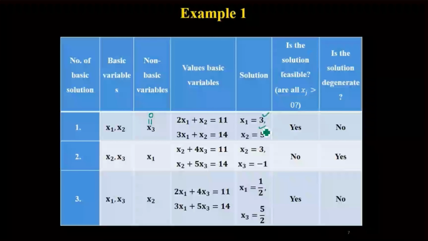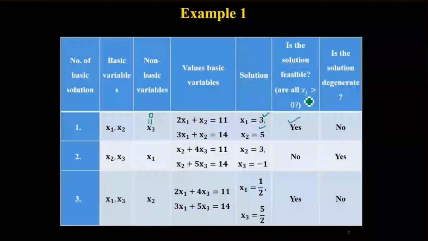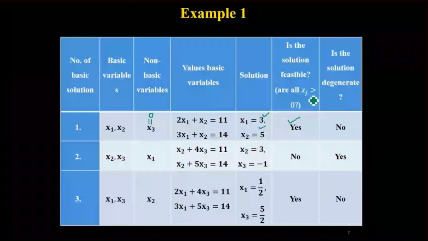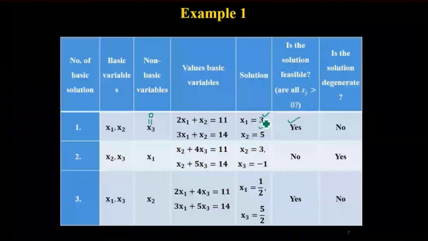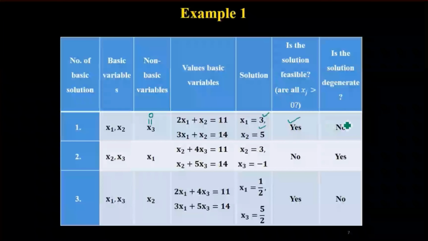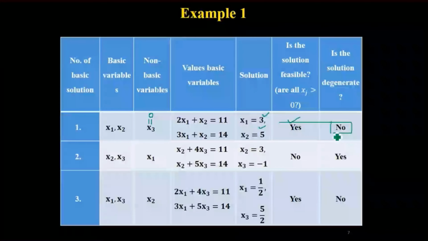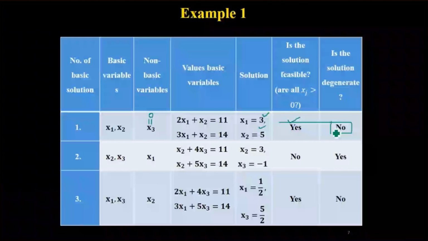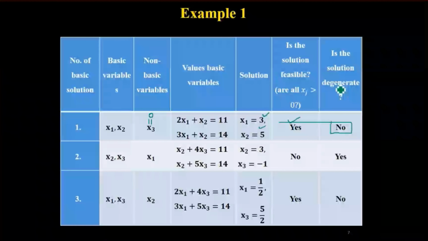So if both are positive, it satisfies the feasibility condition, that is xi or xj greater than or equal to 0. If it is equal to 0, then it will be a degenerate solution. So as neither of the basic variables is 0, we call it a non-degenerate solution. So, is the solution degenerate? The answer is no.